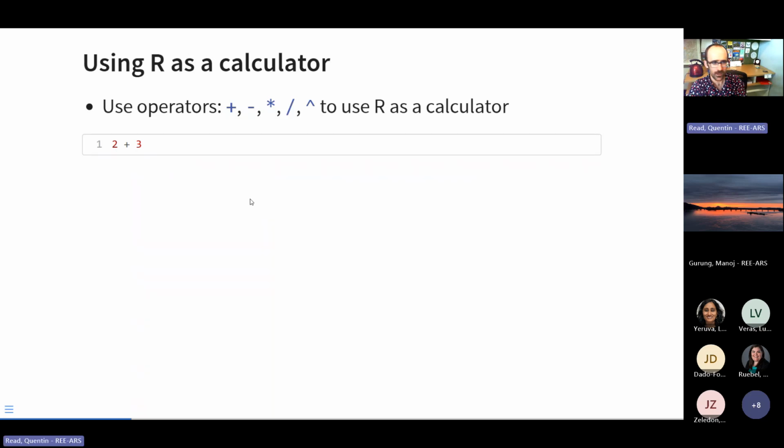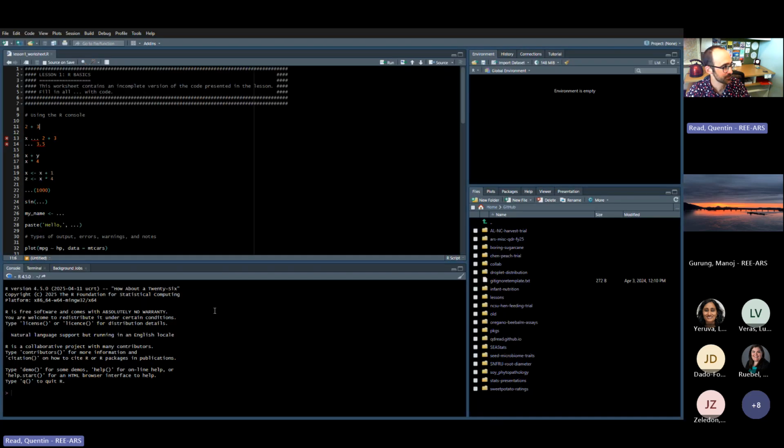So some of the most basic R code you could do is just to use R as a calculator. Plus, minus, multiplication, division, and power. We could use R as a calculator. So you could write 2 plus 3 in the console and hit enter. Let's try that and see what happens.